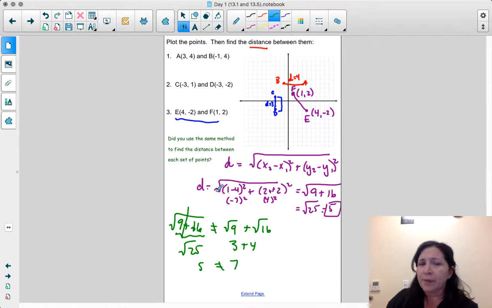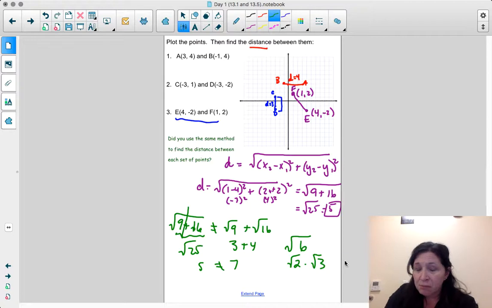The only time where it would be okay to break those up into two parts is if you were multiplying, like the square root of 6. That could be written as the square root of 2 times the square root of 3. That would be okay. But you don't break them up like this.